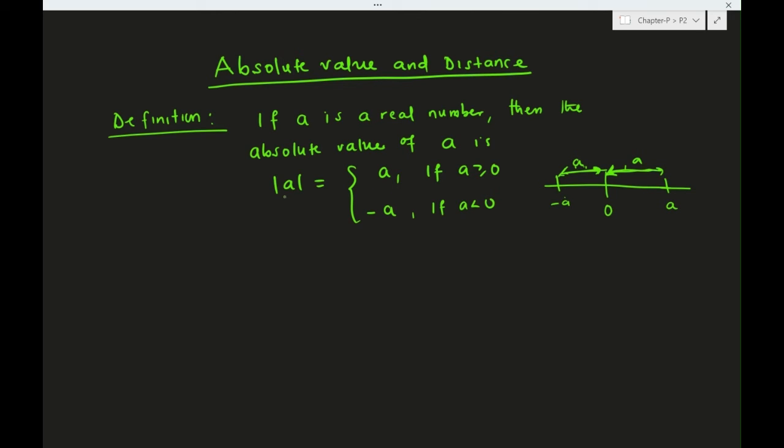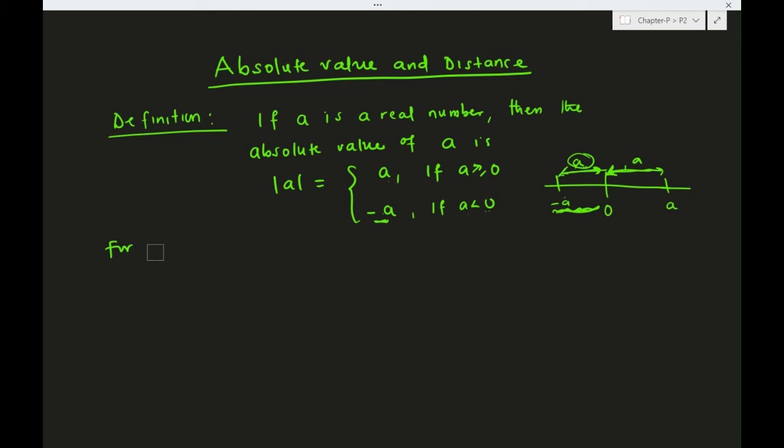Because here we're saying that the absolute value of A is just A if A is positive or equal to 0, and then it is minus A if A is less than 0. For example, if you take minus A here, it's less than 0, so it's going to be minus minus A, which will turn out to be just positive. The distance is always positive.